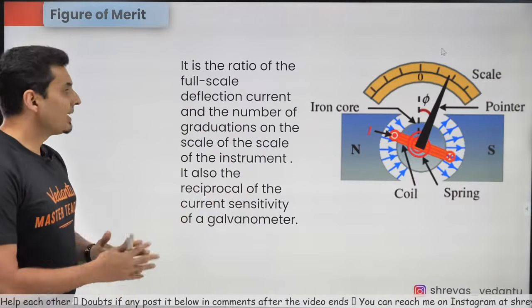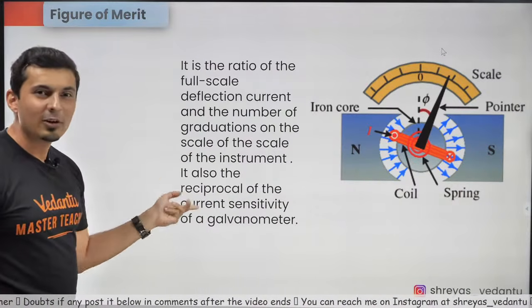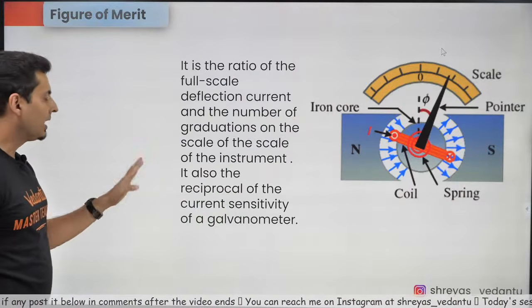So what is figure of merit? It's basically the inverse of your current sensitivity. I'll tell you how.